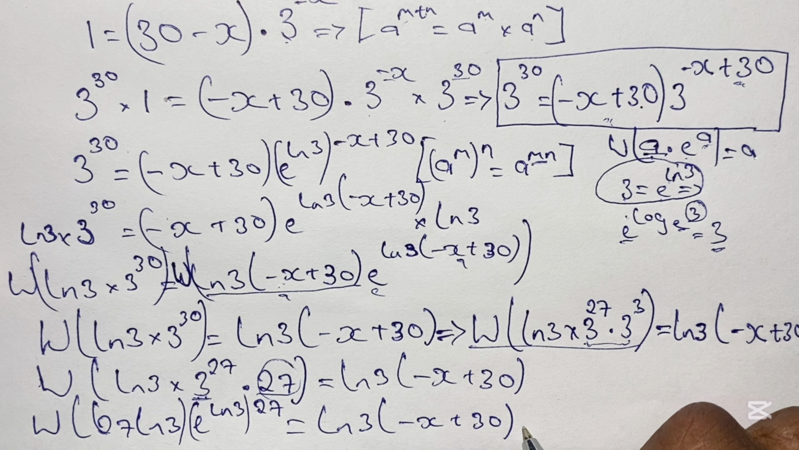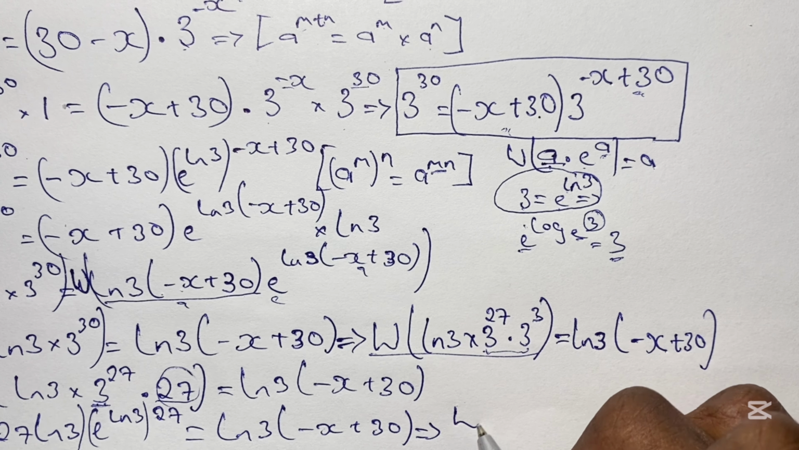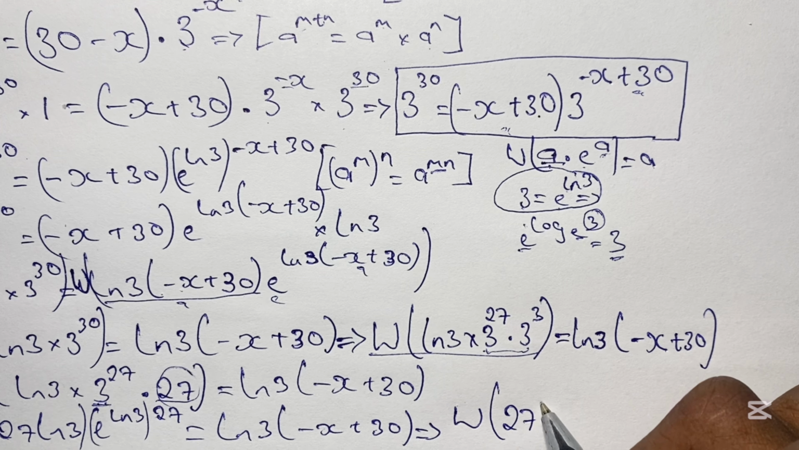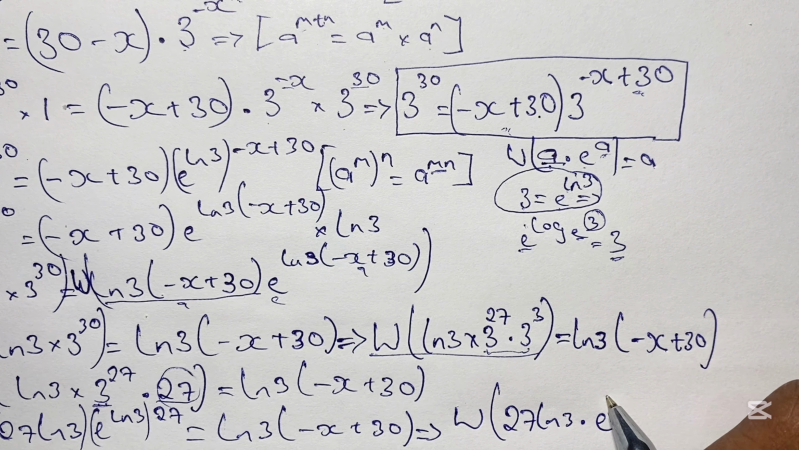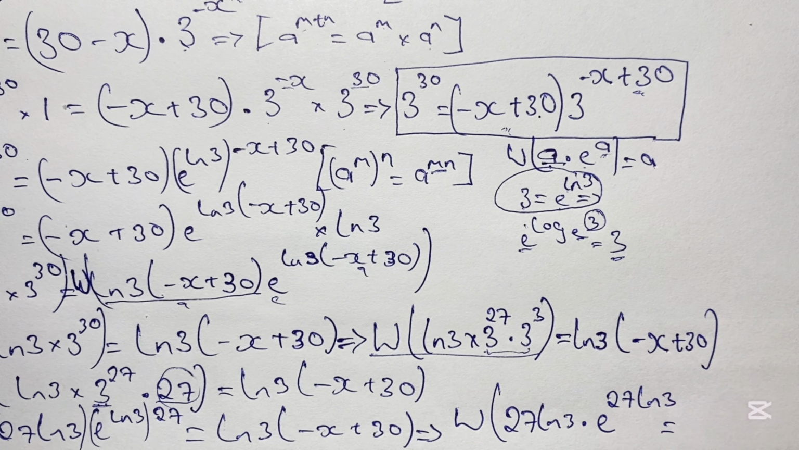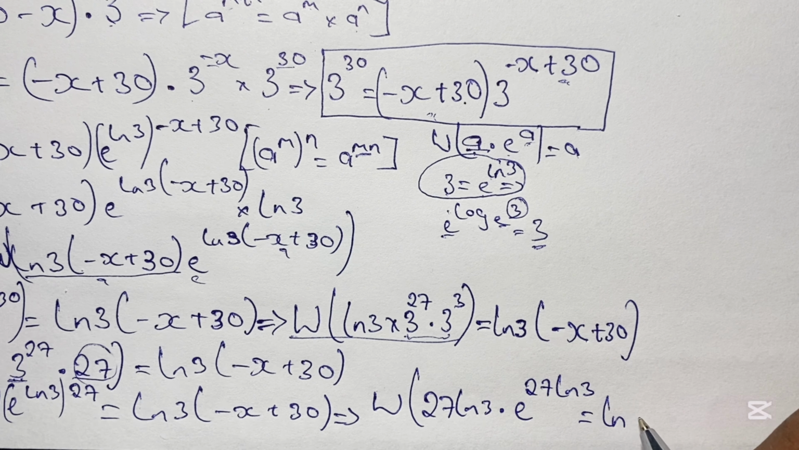By now, you should guess what we are trying to achieve from here. We continue simplifying our expression by having W in brackets, so we'd have 27 ln of 3 times e to the power of 27 times ln of 3. And of course, this is equal to ln of 3 in brackets negative x plus 30.